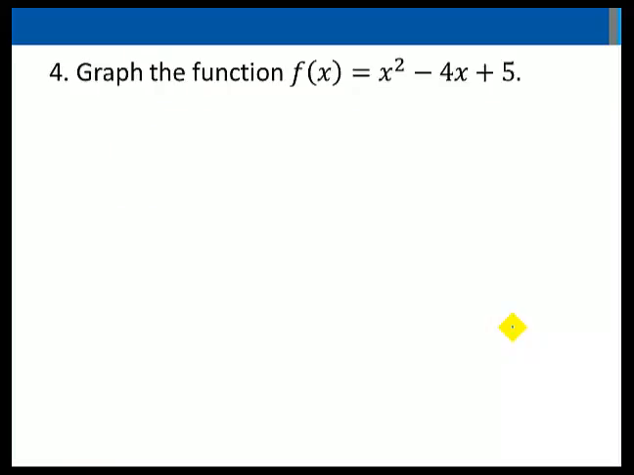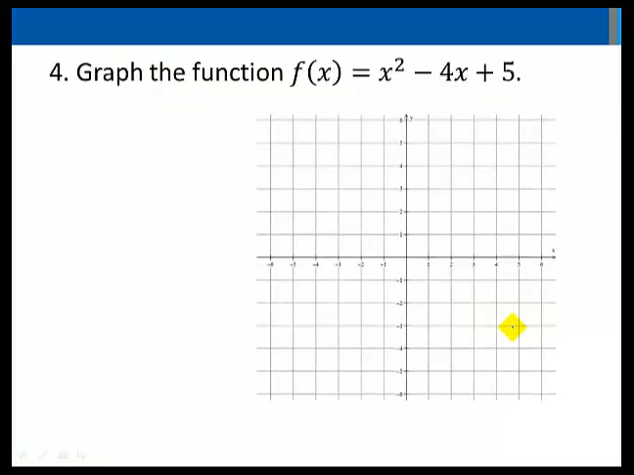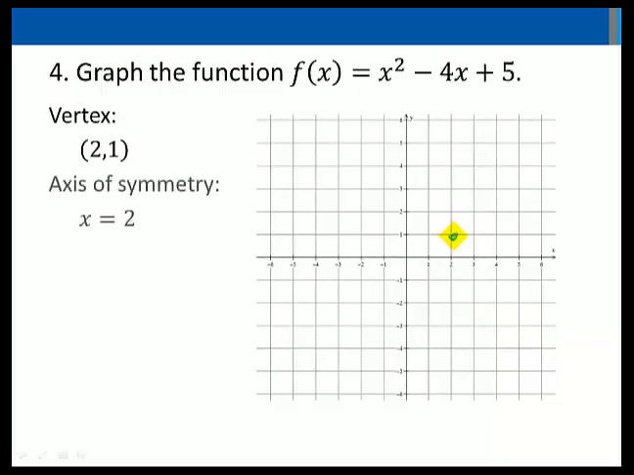So let's graph this function. Starting with the vertex of (2, 1), then the axis of symmetry, x = 2. Next, the x-intercepts, we don't have any. In fact, our graph opens upward, which we could see because a = 1 here, a positive number.